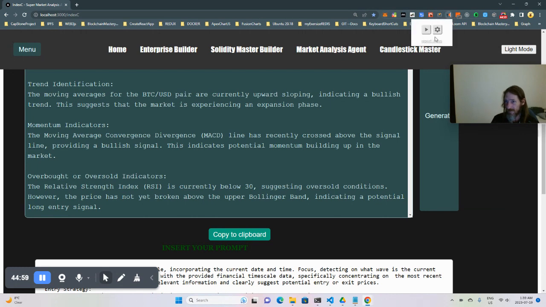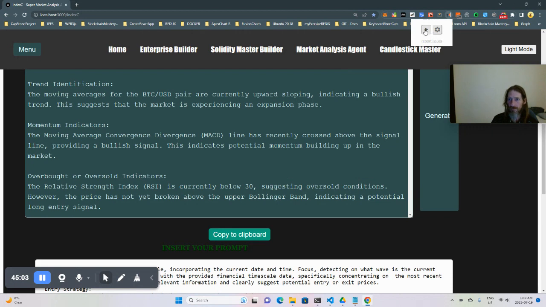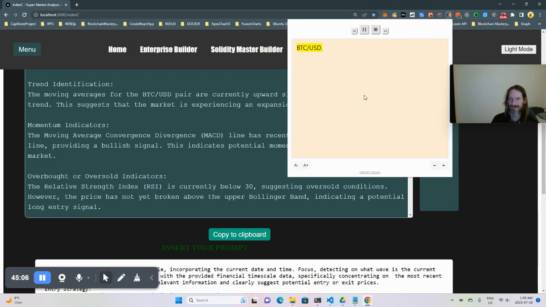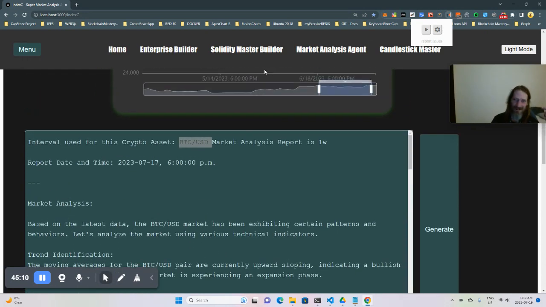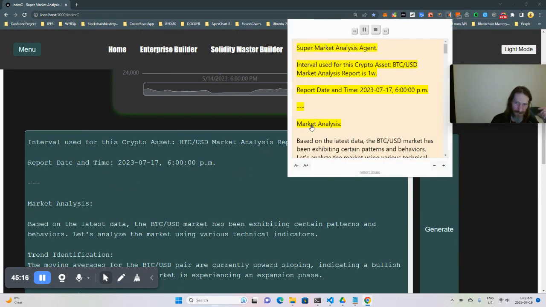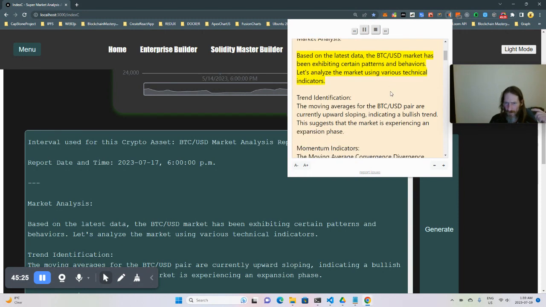So, BTC/USD. Okay. What's going on here? Wait. Market analysis agent. Interval used for this crypto asset. BTC/USD market analysis report. Yeah, that's the one. Report based on the latest data. The BTC/USD market has been exhibiting certain patterns and behaviors. Let's analyze the market using various technical indicators.